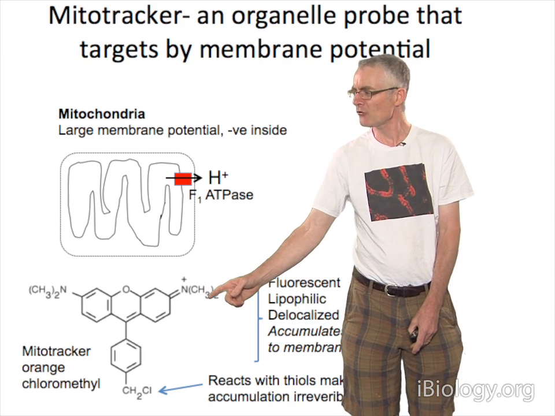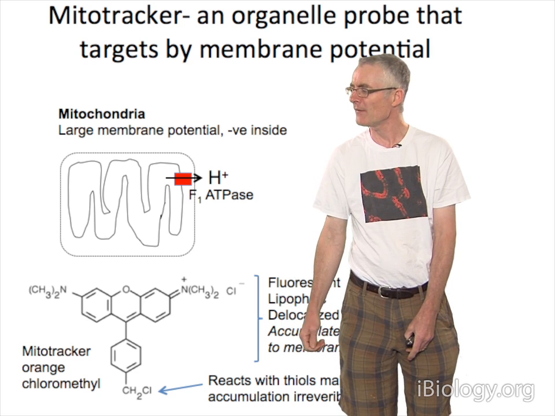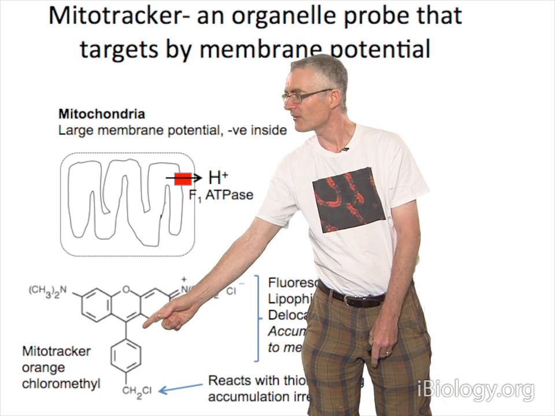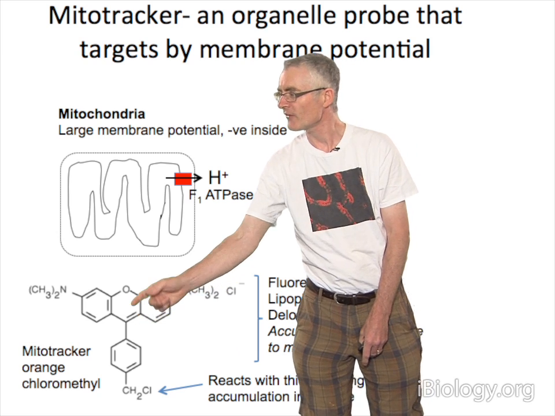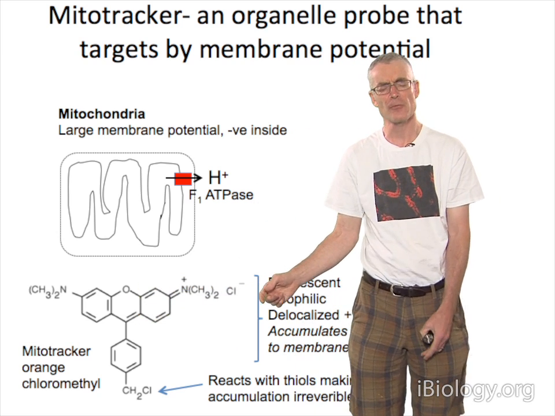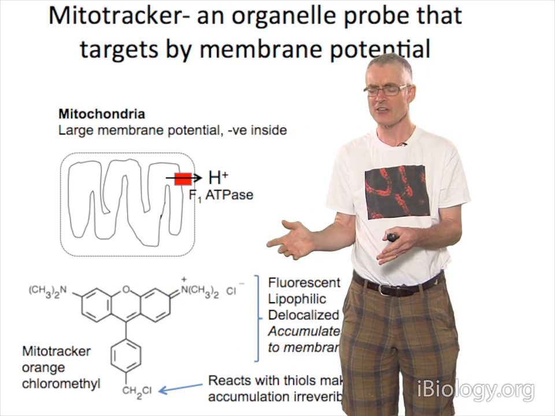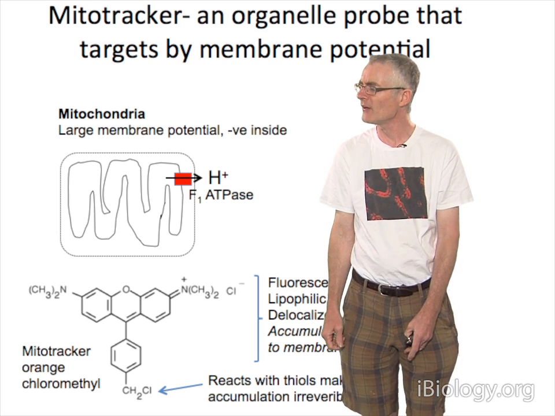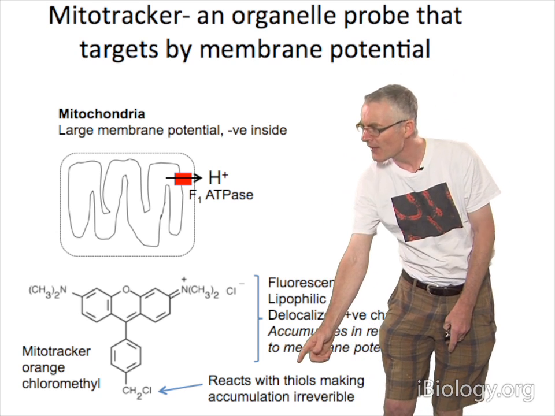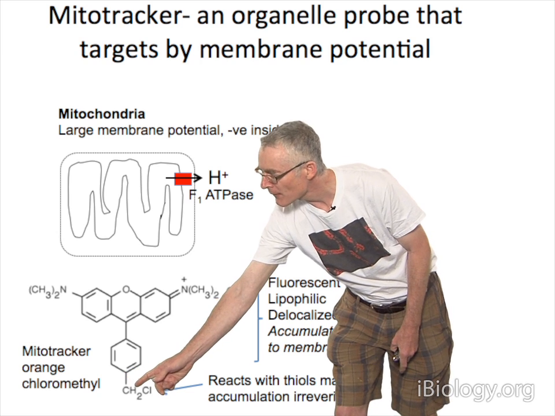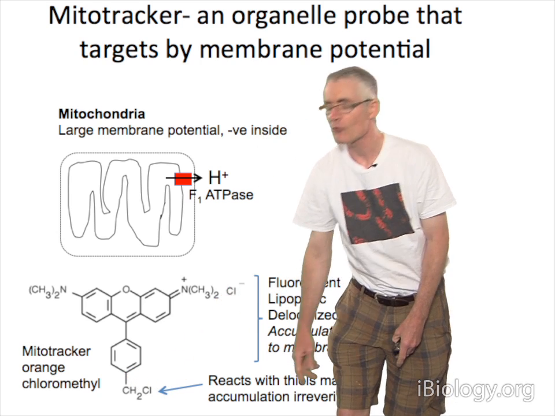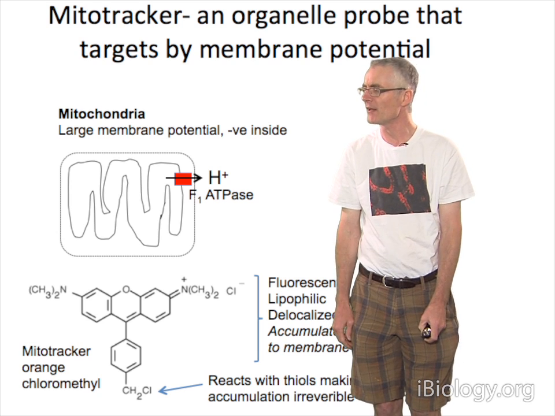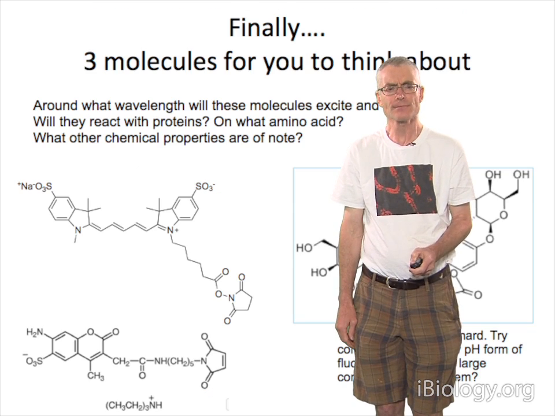Here's a MitoTracker dye that was used in that image. This is very like a rhodamine dye, but it's lost the carboxylic acid here. So this molecule has a delocalized positive charge. It's lipophilic, has a delocalized positive charge, so it follows the membrane potential and enters mitochondria. And then this part here, this chloro group, makes it reactive with thiols, so it will actually get trapped inside the mitochondria.